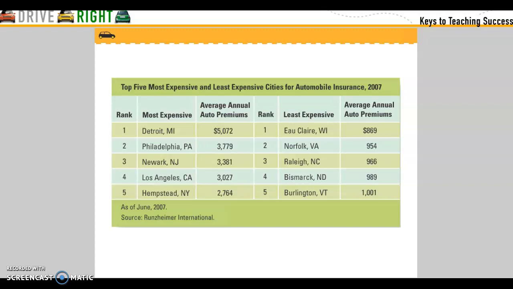The 5 most and least expensive cities for automobile insurance. As you can see, Detroit, Michigan is the highest. And looks like, let's see, Eau Claire, Wisconsin might be the lowest.